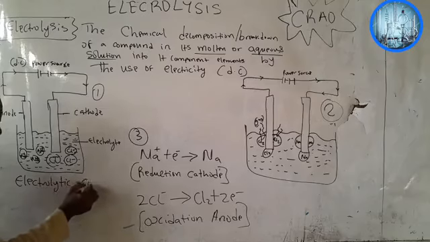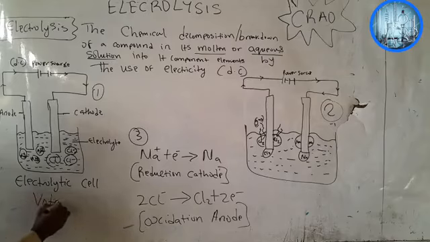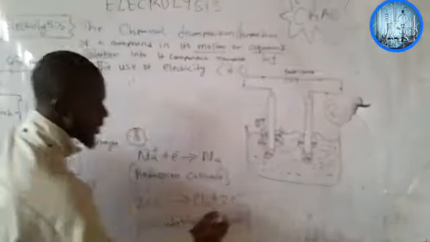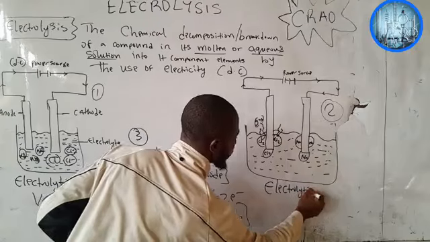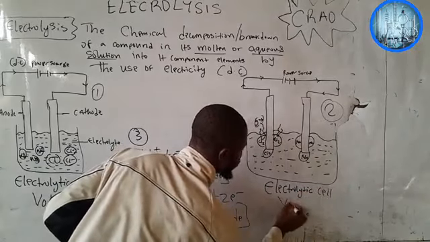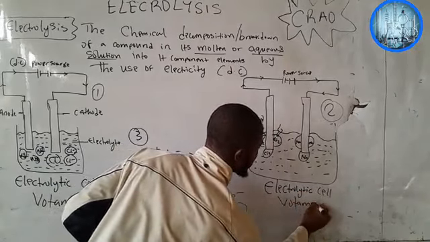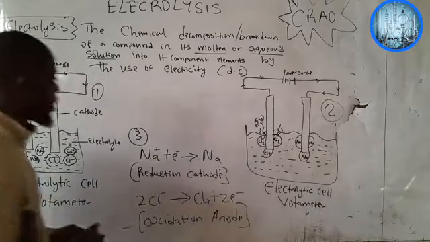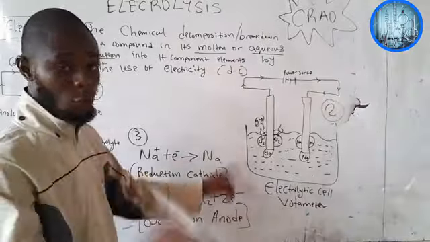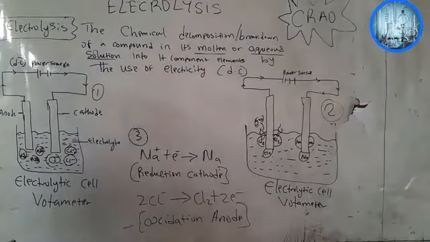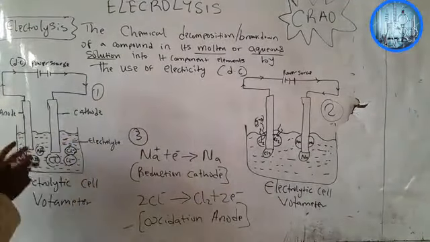It is called the electrolytic cell, or you can call it the voltameter. Electrolytic cell or voltameter. This entire setup is known as the electrolytic cell or the voltameter. If you notice, we have some component parts in this electrolytic cell.